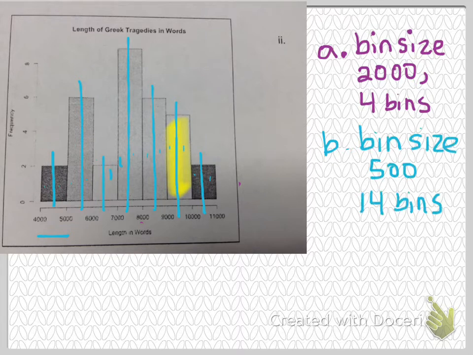Just in case you weren't sure what I did when I was counting, you can always take the number of original bins that you had, which was 7, and if you cut those in half, well, 7 times 2 would be 14 different bins.